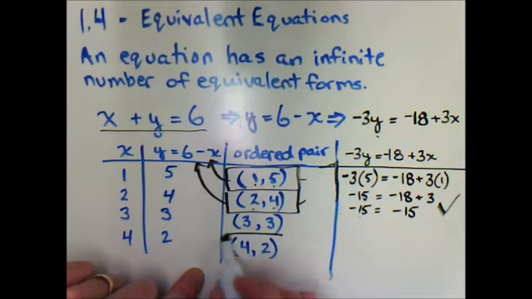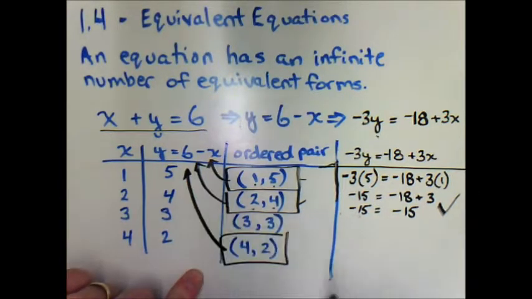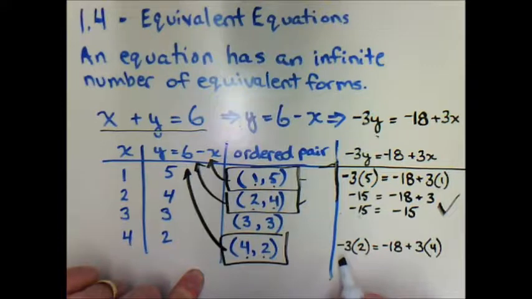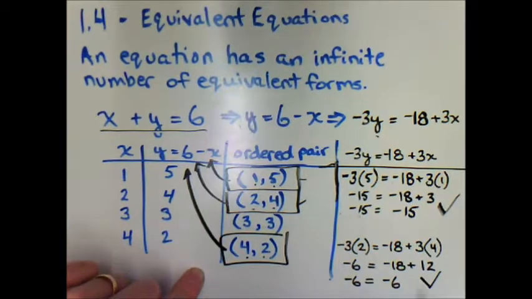I can jump down here to this ordered pair. We know it satisfies our original equation. Let's see if 4, 2 will satisfy our new equation. We've got -3y, which is 2, equals -18 plus 3x, which is 4. -3 times 2 is -6. 3 times 4 is 12. And now on the right-hand side, I have -18 plus 12. That's -6. So that checks out.